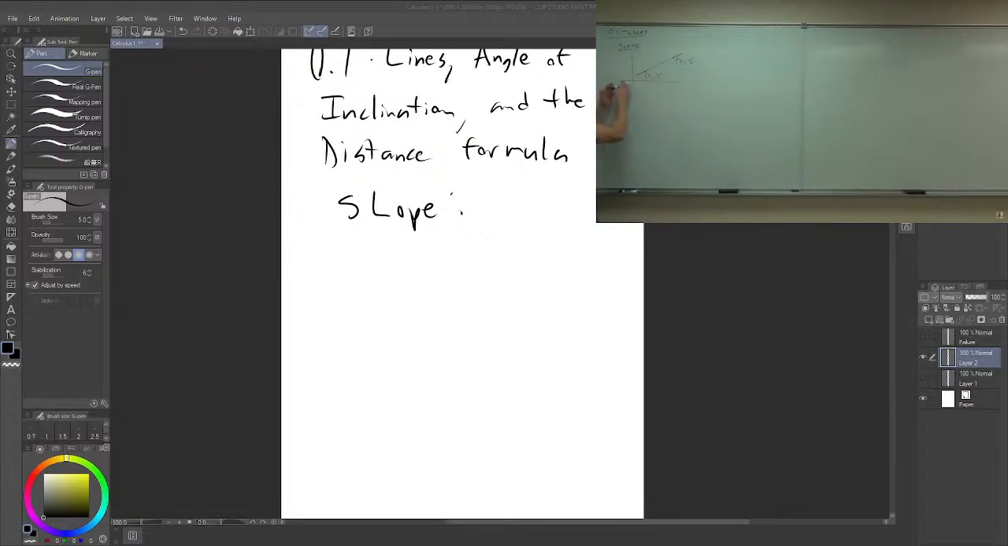Can you tell me along the x-axis how far this is? X2 minus X1.